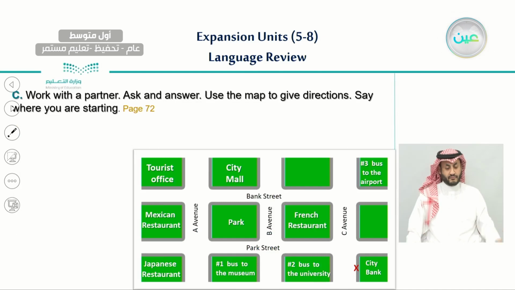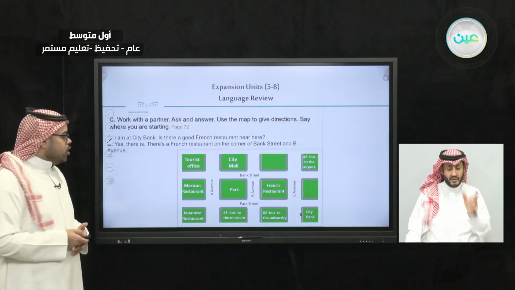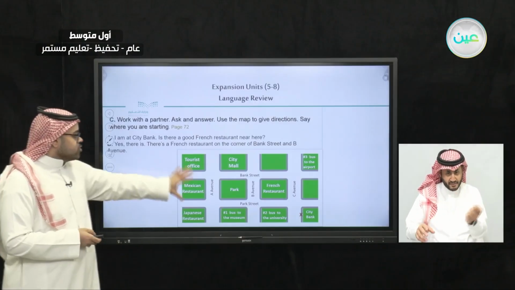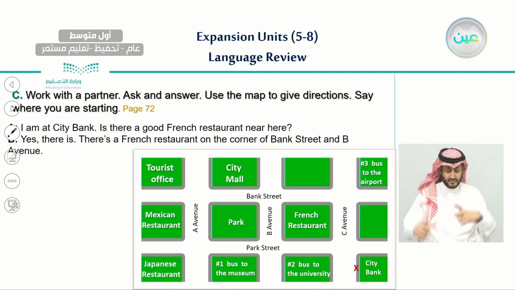Now, on page 72, you can see a picture or a map. Work with a partner, ask and answer. Use the map to give directions and say where you are starting. And here you have an example that is already written in your book. So here, as you can see, you have a map that is similar to this, okay? And here we have a conversation.